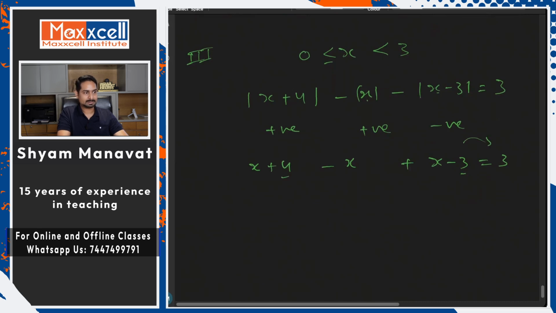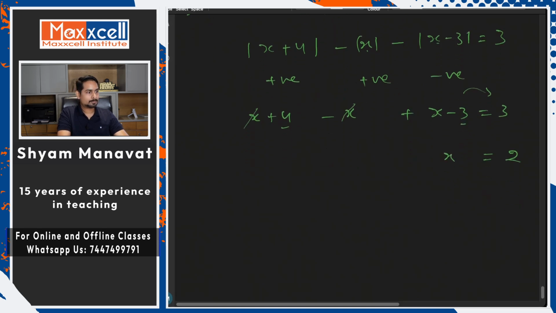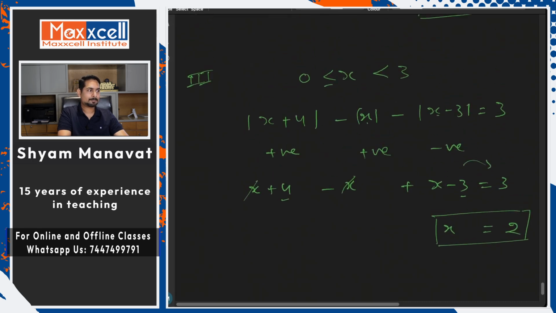So you got 4 and 3, which is 1 again. 1 plus 1 towards the other side become 2. Here 1x is gone. So here only x will have, and that's equal to 2. So x is equal to 2. Is this part of this segment? Of course. 2 is between 0 and 3. So here we'll say what? This is a valid solution.